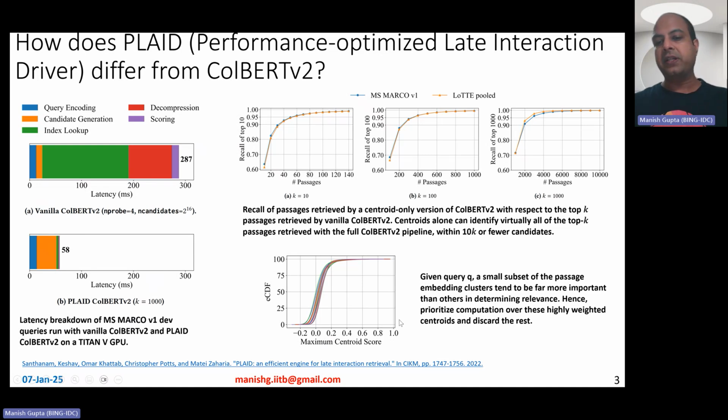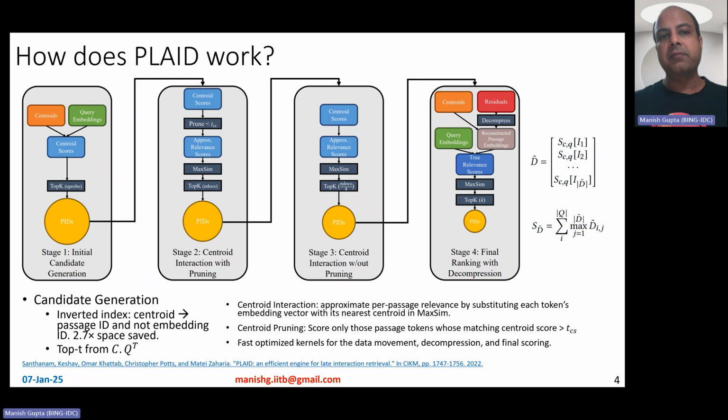Okay. So essentially, if you look at a query and you try to compute its similarity with various passage tokens, you would observe that most of the contribution to the maximum values comes from very few clusters, right? This is the CDF part, maximum centroid score. And as you can see, it's coming from a very, very small subset of the passage embedding clusters, which means that before you compute the maximum values, you can filter out a whole bunch of passage tokens which do not belong to similar embedding clusters. Okay. So that drives the methodology of PLAID.